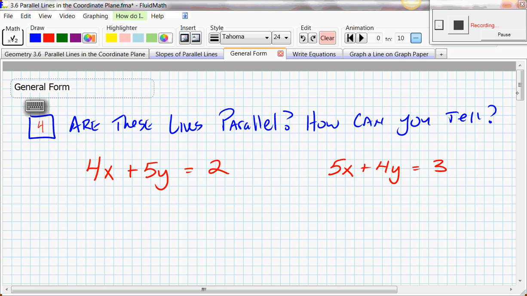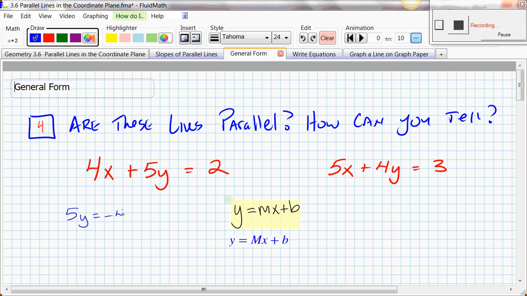Okay, so let's talk about the general form, right? Are these lines parallel? How can you tell? Well, unfortunately, these are not written in y equals mx plus b form, right? So they don't look like y equals mx plus b. So we need to change that. So here's what we're going to do. We're going to simplify this. So I'm going to solve for y. So 5y is equal to negative 4x plus 2, and then divide by 5 everywhere. So I get y is equal to negative 4/5 x plus 2/5 for that one. Over here I could say 4y is equal to negative 5x plus 3. Divide by 4 everywhere.